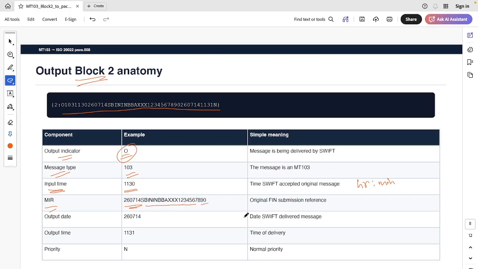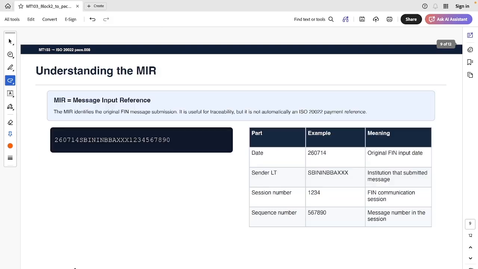After the MIR, the output block contains the output date and output time. These two tell the receiver when Swift delivered the message. Finally, the output block contains the delivery priority, such as N for normal, U for urgent. Notice how different this is from the input block. The input block explicitly identifies the destination, and the output block concentrates on the message origin, submission reference, and delivery information.